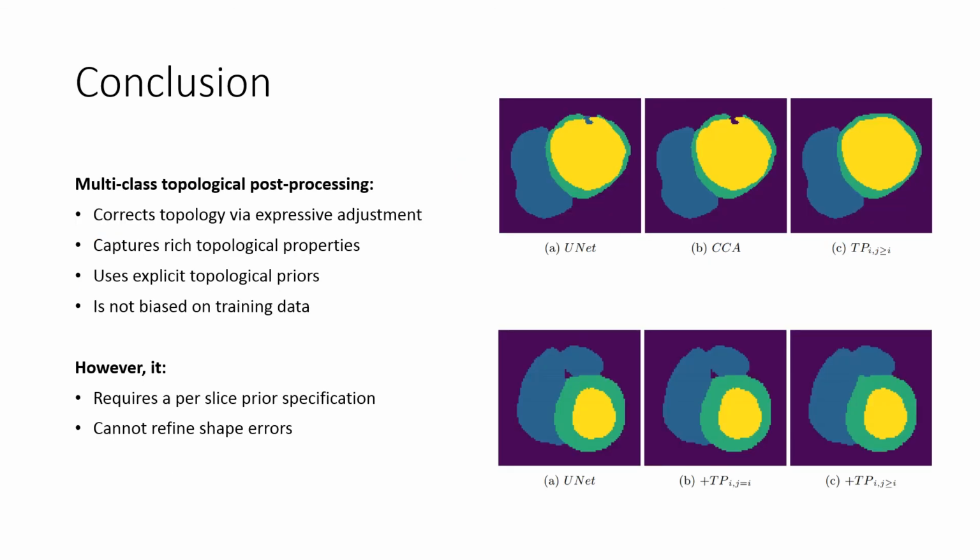When coupled with the high statistical capacity of the CNN, our multi-class topological loss function enables correction via expressive changes that cannot be achieved by rudimentary methods such as connected component analysis. This approach explicitly leverages topological prior information without depending on its appearance in training data. This makes it suitable for a wide variety of multi-class segmentation problems and training datasets of variable size. However, it must also be remembered that this approach relies on the specification of the prior itself. This might not be straightforward in all cases.